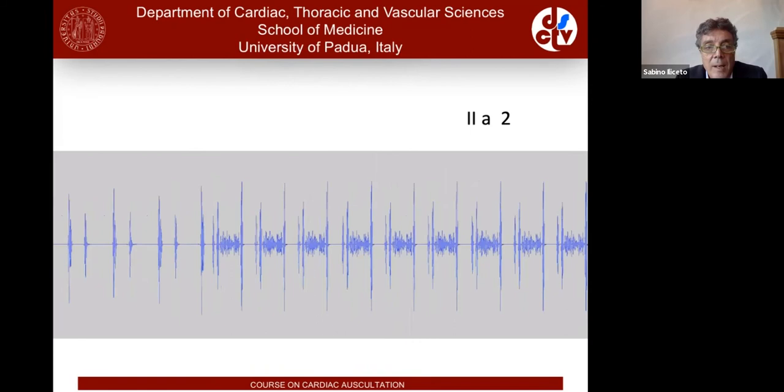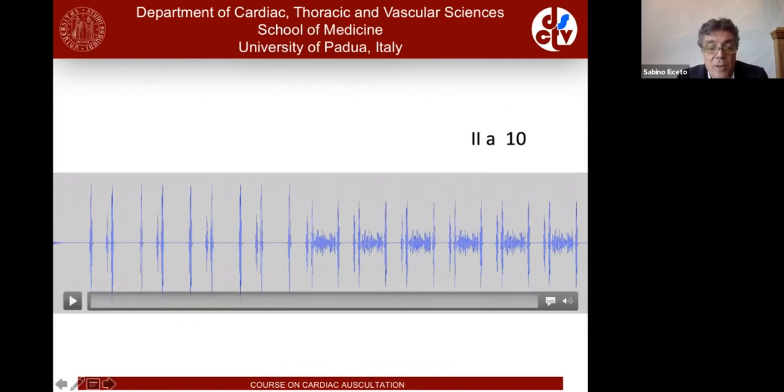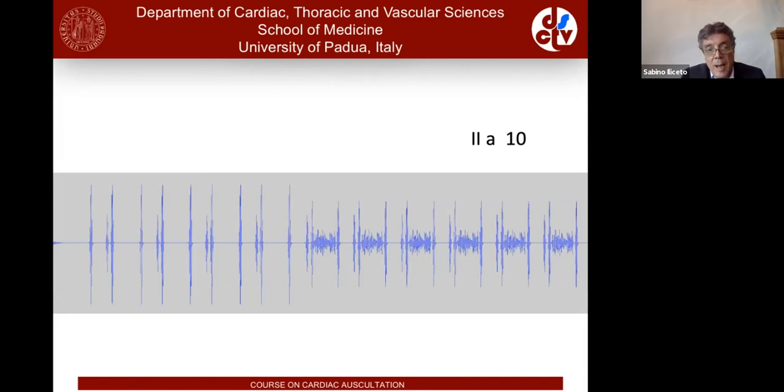Okay, here I have another example built in a similar way, but we start already with the snap. So we have first sound, second sound, opening snap, first, second, opening, first, second, opening, first sound, opening, and then the murmur will occur. So before we heard first and second, and then everything. Now we hear with the filter first, second, and opening snap, and then the murmur will appear.